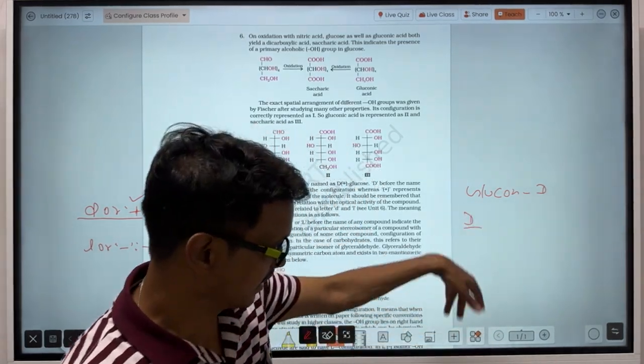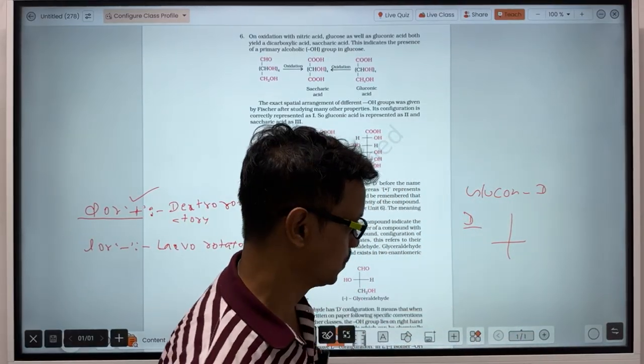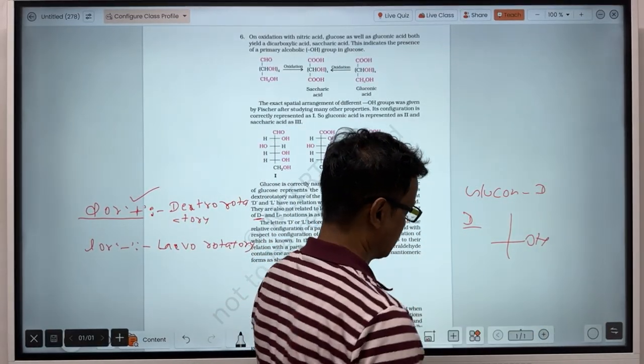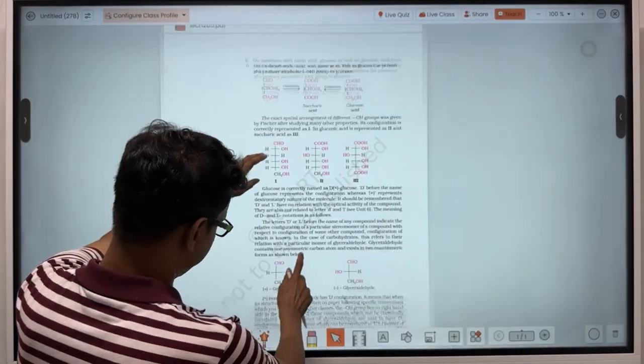And the D sign, right now I am telling you, indicates that at the second last carbon atom, OH is towards the right hand side. Why that one? We just discuss it; I am discussing that now.